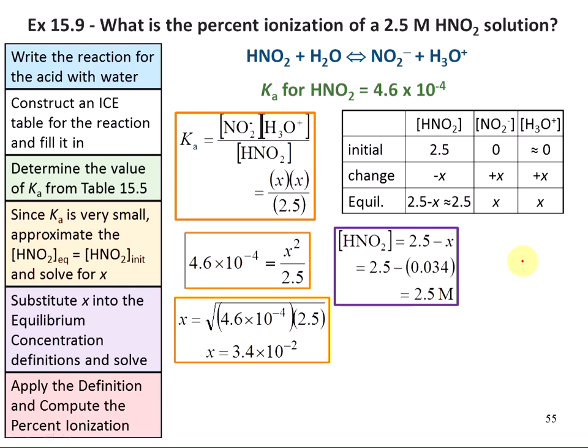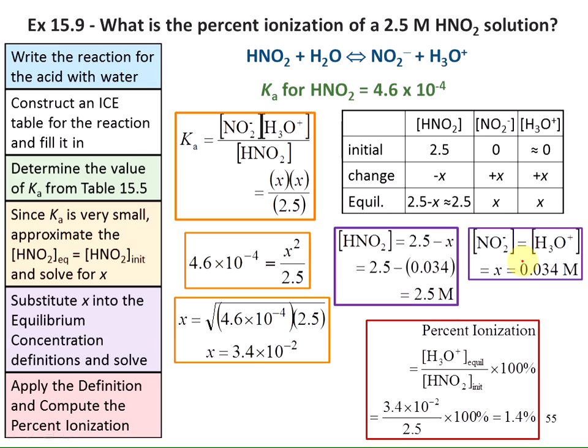So we're just showing that the concentration here of the NO2 minus equals that of the hydronium. Both of those are that x value that we found, 0.034 molar. So the percent ionization, remember, is the concentration of the hydronium ion over the initial concentration of the acid. So that 3.4 times 10 to the minus 2nd divided by the 2.5 molar times 100 gives you a 1.4% ionization of the acid. So only 1.4% of that acid is actually ionized when it's dissolved in water.